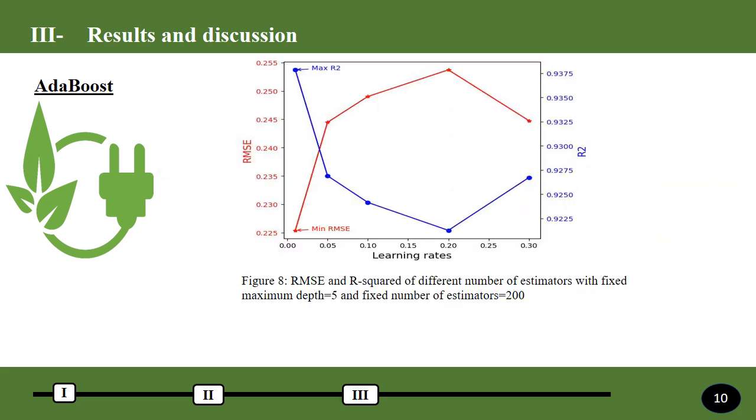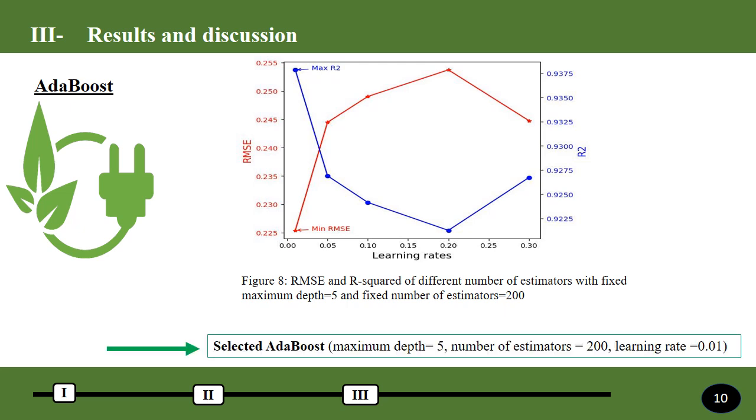After that, we fixed the previous parameters and we obtained this figure which illustrates that the appropriate learning rate is equal to 0.01. So the selected AdaBoost model is the model with the maximum depth equal to 5, the number of estimators equal to 100, and learning rate equal to 0.01. And we take decision tree as the base estimator. Moving now to the models comparison section.